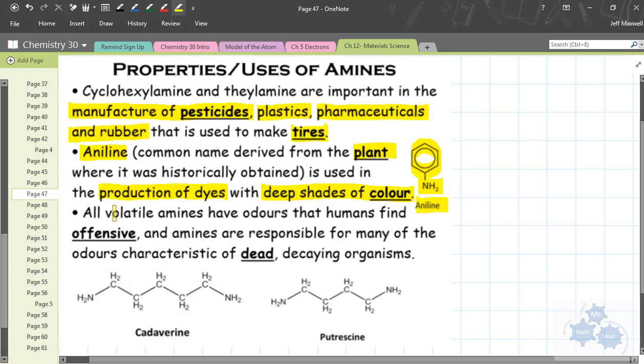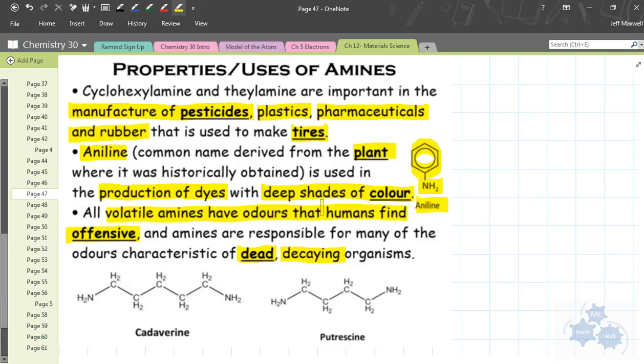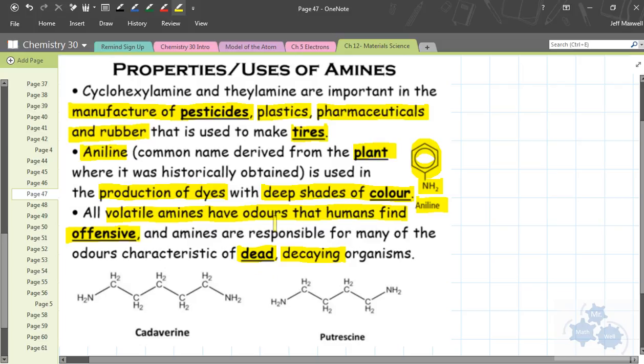As well, volatile amines have odors that humans find offensive. And amines are responsible for many of the odors characteristic of dead or decaying organisms. So all volatile amines have odors that humans find offensive. So, offensive odors, dead or decaying organisms. If you're walking in the park and there's a dead squirrel or something and you don't see it but you can smell it, or if you're on a farm and some animal has tragically met its death, you know what that smell is, right? It's like, oh, something's rotting, some animal has died.